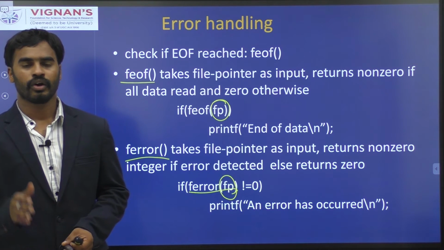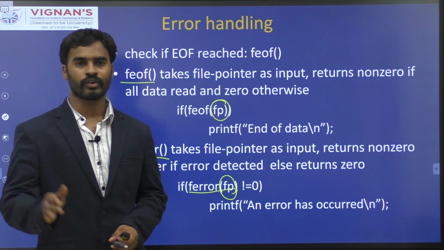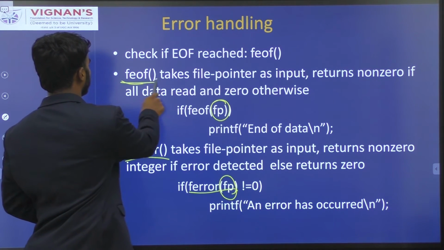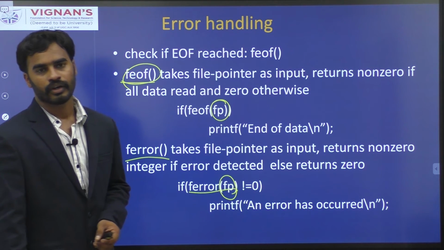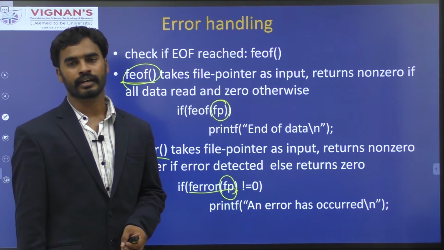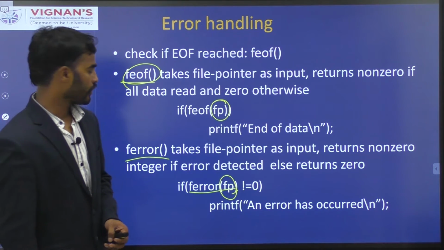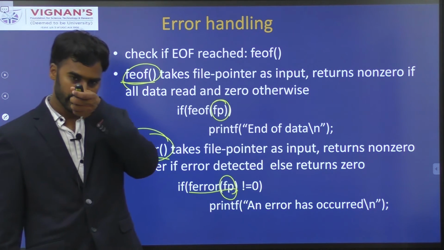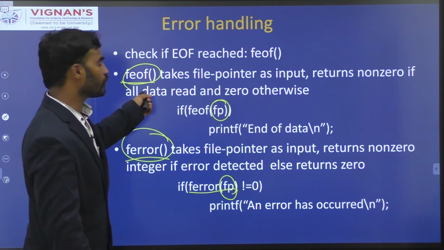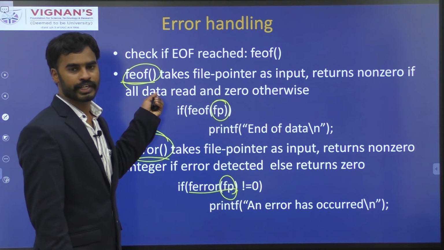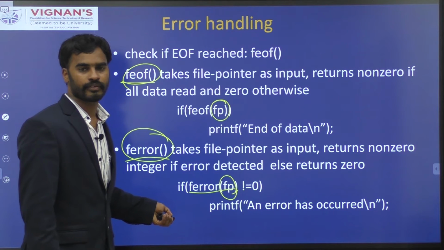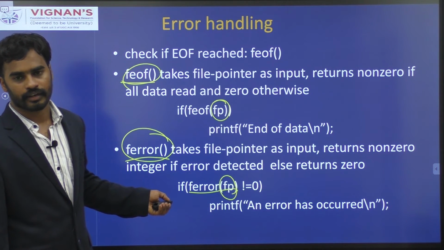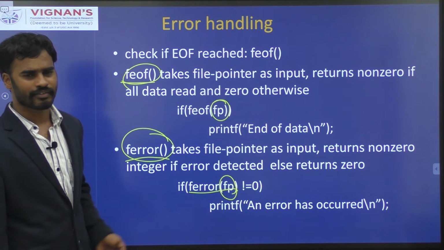You can use any one of these functions based on your need. To find out whether you reached the end of file, you can use the FEOF function. To check whether any error occurred during the operations, you can use the ferror function. FEOF returns true if end of file is reached, and ferror returns true if an error occurred while doing operations. Otherwise, they return false.